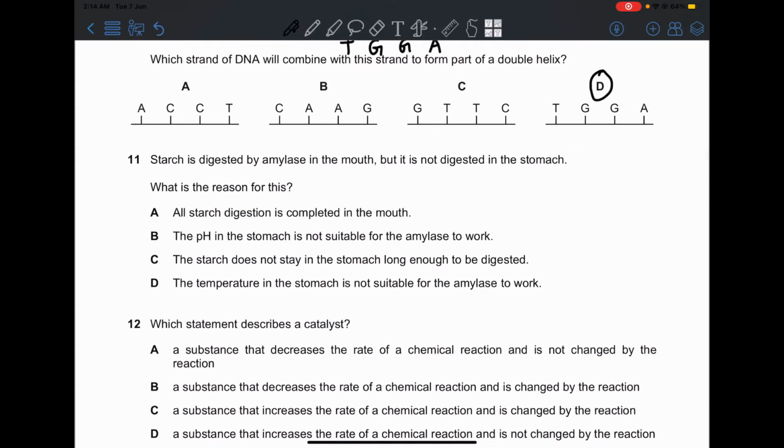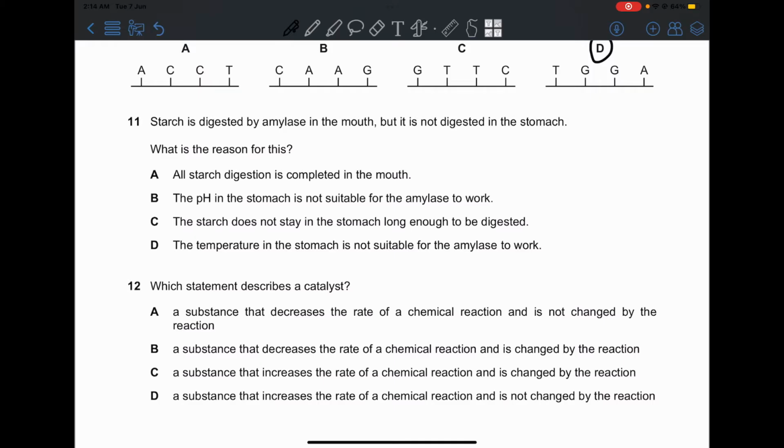Now 11, starch is digested by amylase in the mouth, but it's not digested in the stomach. What is the reason for this? Now for this question, you should look at all the options and see which one is the most correct. Now let's read the options. A, all starch digestion is completed in the mouth. Now this is incorrect because there is also amylase that is secreted by the pancreas, which is also helping in the starch digestion, so that is not correct.